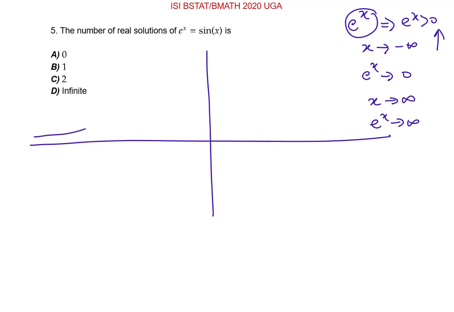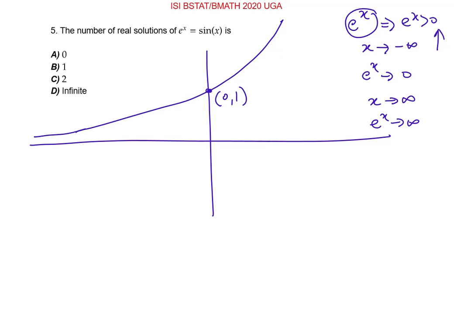So, putting all this information together, I'm going to draw the graph of e^x as something like this. This is the point where it intersects the y-axis. This point is (0, 1), because when x is equal to 0, e^x takes the value 1.